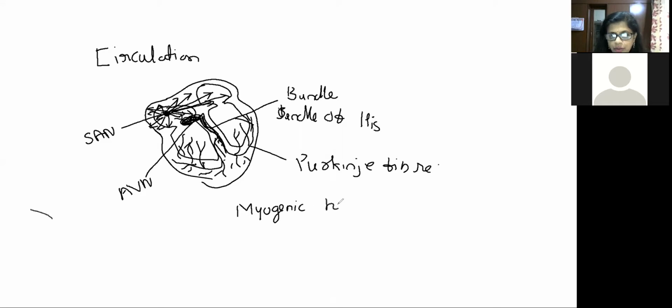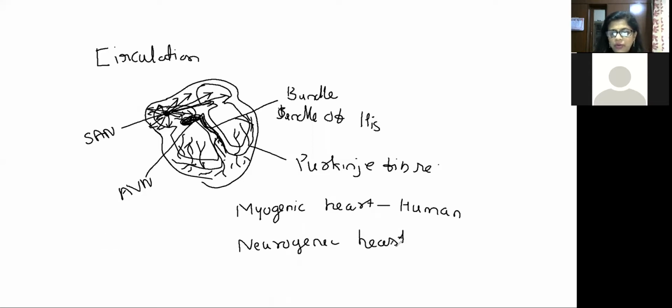Myogenic heart refers to a group of muscle fibers that are initiating the heartbeat. So all mammalian hearts, or the human heart, is a myogenic heart. But in lower invertebrates, certain nerve fibers are initiating the heartbeat. We call that the neurogenic heart. So we have two types of hearts: one is the myogenic heart, another one is the neurogenic heart.